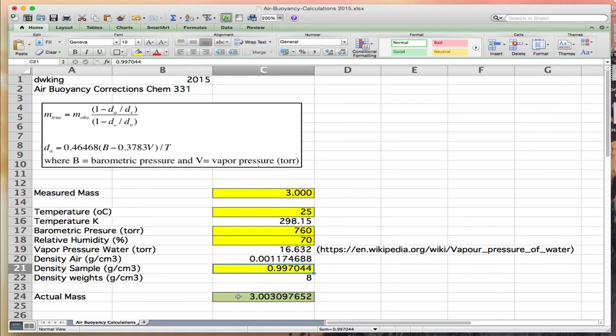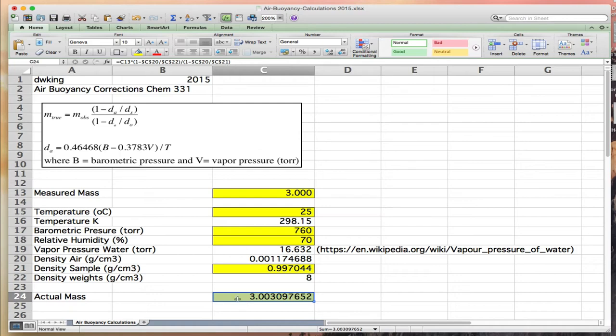So, down to the final result, 3.03 is the computed true mass. Here's my relationship: C13, the measured mass, times 1 minus $C20, that is the density of the air, over $C22, that is the density of the steel, divided by 1 minus C20, again the density of the air, over C21, the density of the sample.